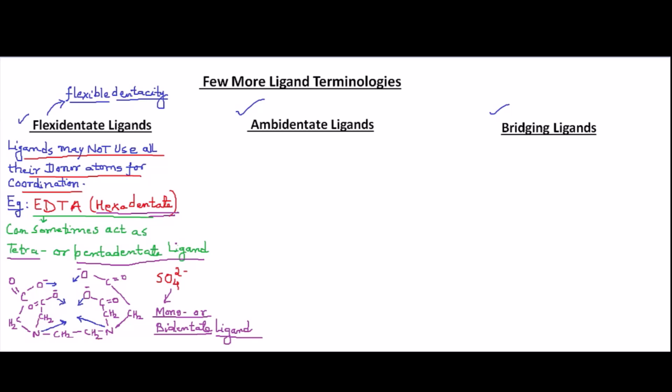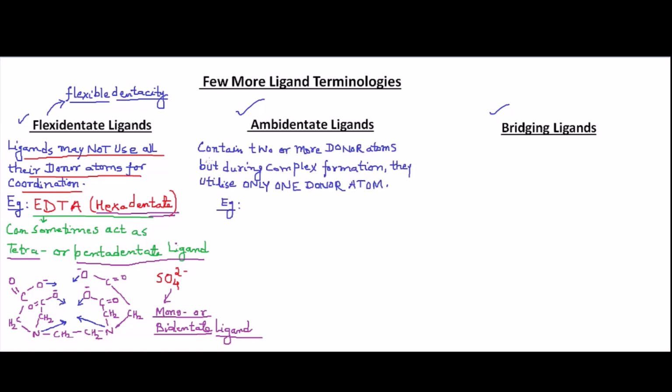And now next comes, what are ambidentate ligands? How to define ambidentate ligands? You should not get confused between flexidentate and ambidentate, because they seem to be similar, but there is a slight difference between them. Ambidentate ligands are those ligands which contain 2 or more donor atoms, but during the complex formation they use only 1 donor atom.